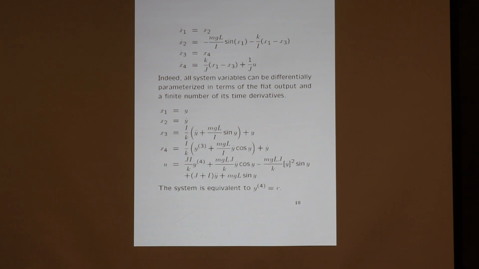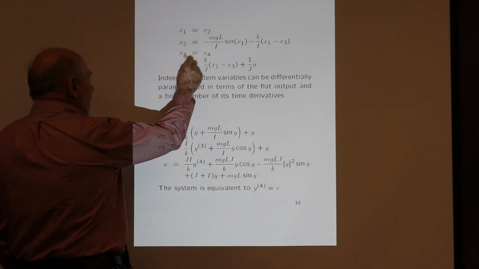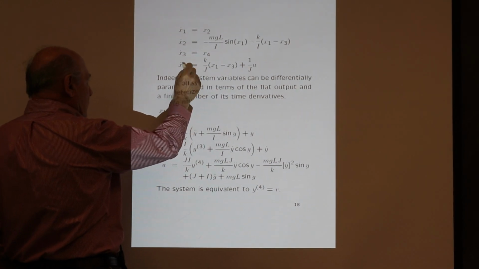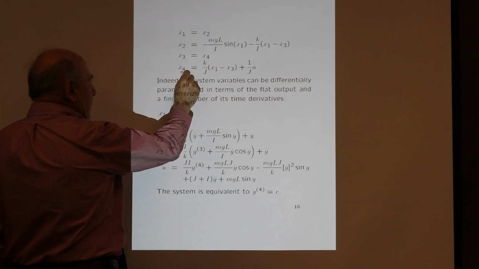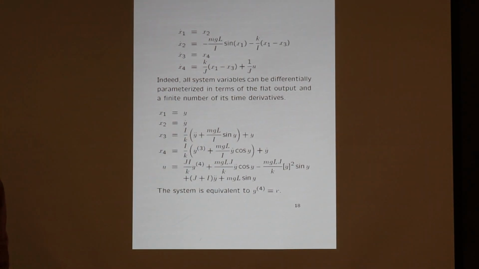So let's try x3, for instance. If I derive x3, I have x4. If I derive x3 once more, 2 times, that's deriving x4 once, the control appears. That's only relative degree 2. So x3 cannot be the flat output.